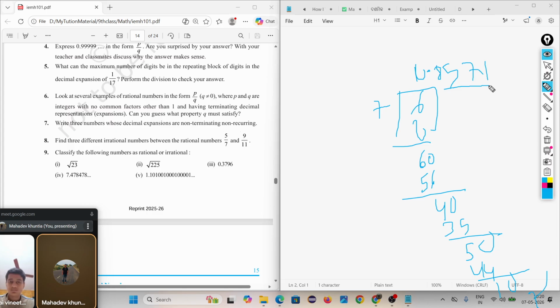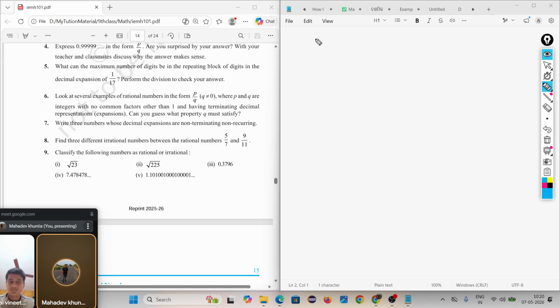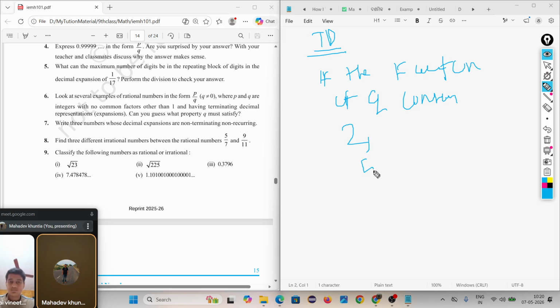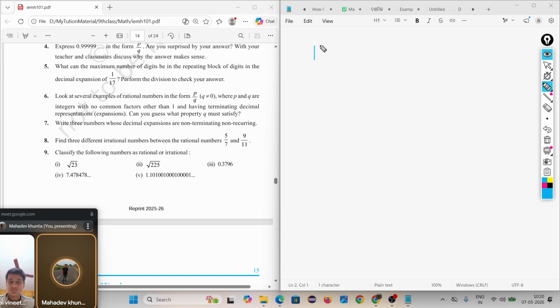Okay. If you do the decimal expansion, you will get non-terminating. Then when will you get terminating decimal? The conclusion is, if the factor of q contains 2, 5, or both, 2, 5, or both. Look, 11 upon 15.